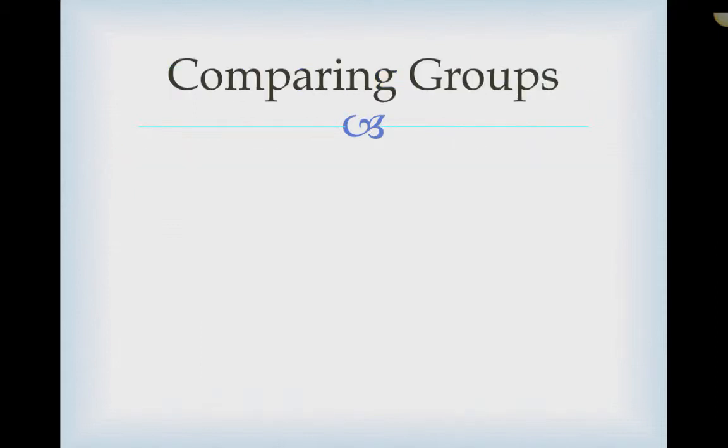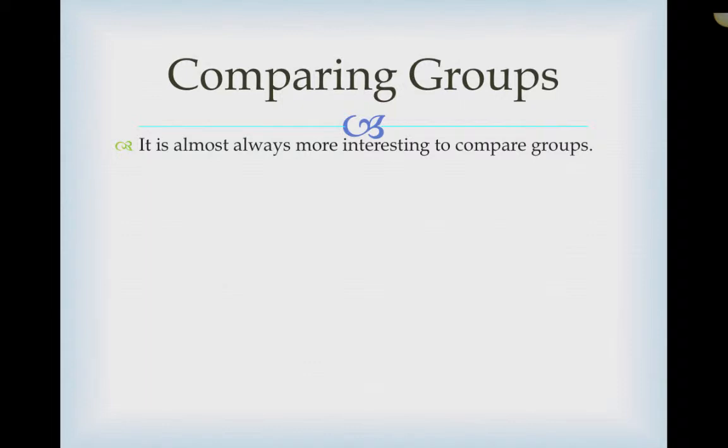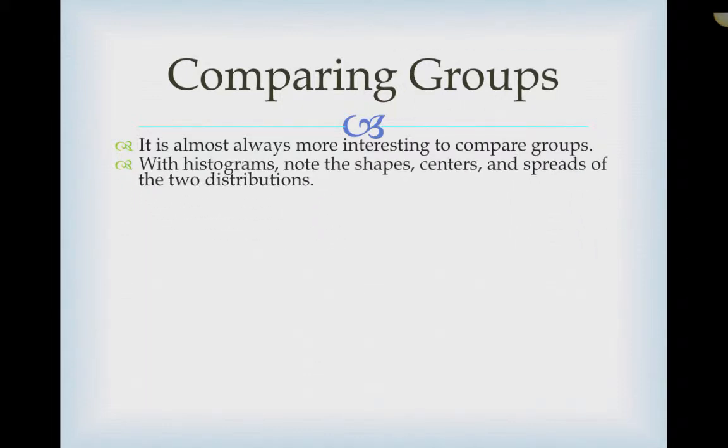Comparing groups is often more interesting than just looking at one set of data. When you're using histograms or box and whisker plots, you always need to note the shape, the center, and the spread of the two distributions. Now, when you're doing this, it's not enough to list the distribution of group A is this, the distribution of group B is this. You're not comparing anything. To compare the distributions, you actually have to make comparative statements.